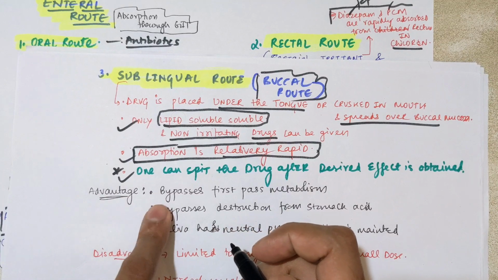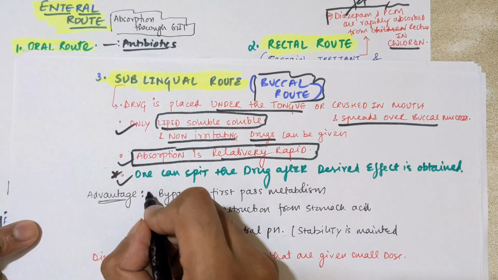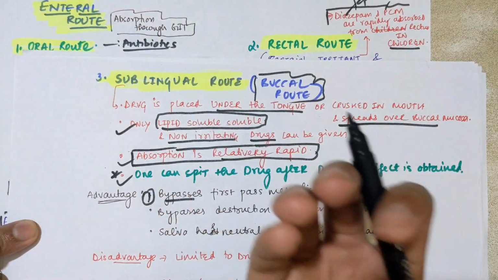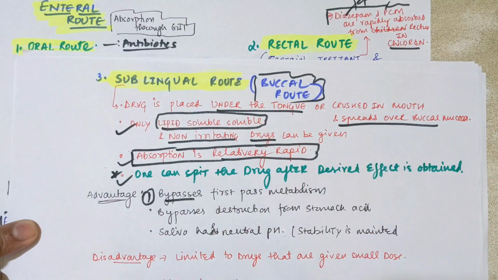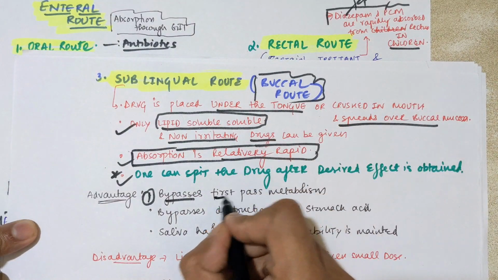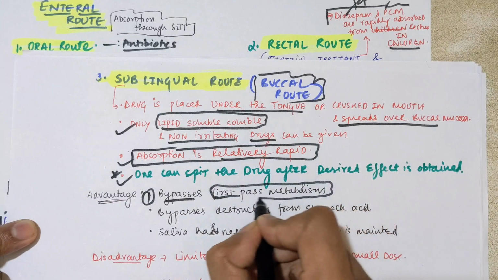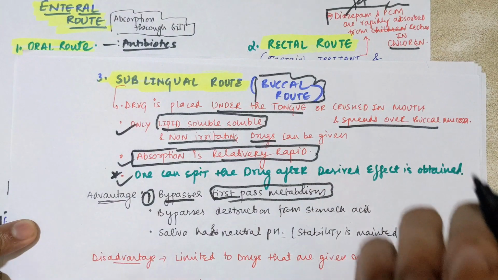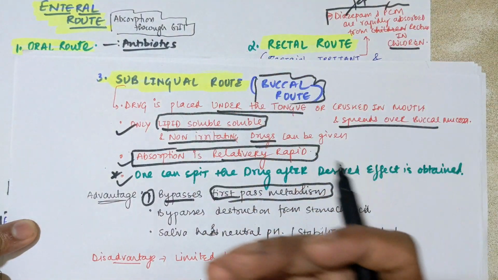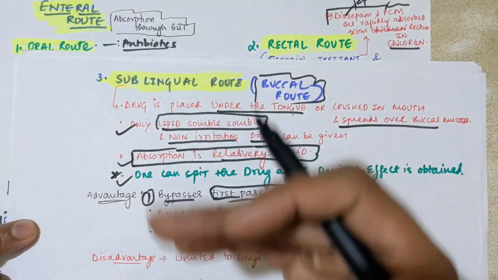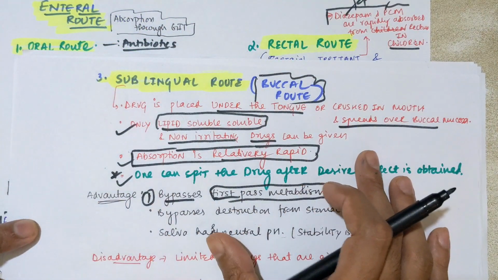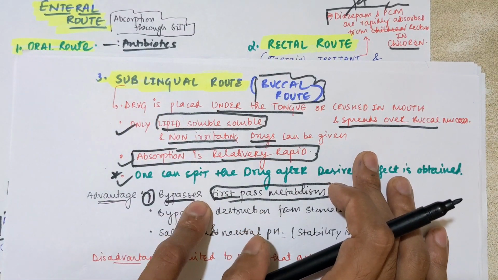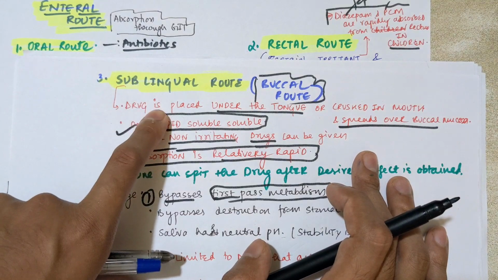Now if we specifically see the main advantages, the first advantage is that it fully bypasses first pass metabolism, because it is absorbed directly through the small capillaries and vessels present under the tongue. We will discuss first pass in the video on absorption, but in brief, when drugs go inside the GIT, they are absorbed and then pass through the portal circulation, that is through the liver, and there they undergo detoxification or some clearance by the liver enzymes. That process is skipped by drugs administered through the sublingual route.